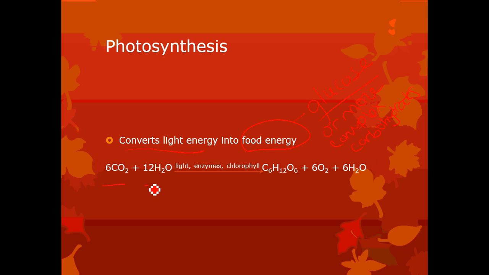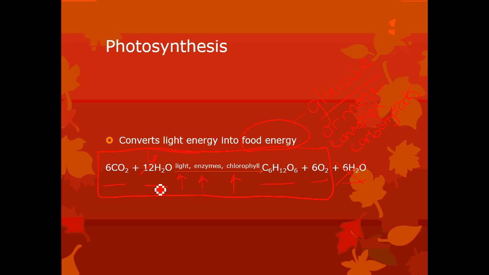Carbon dioxide plus water, with the help of light, enzymes, and chlorophyll, yields one glucose molecule, oxygen, and water. And actually, in this equation, you can take out the water here and reduce this to 6 waters. This is usually how you see the equation written. You don't usually see water on both sides, although water is a product. It's just in the reduced form of the equation.